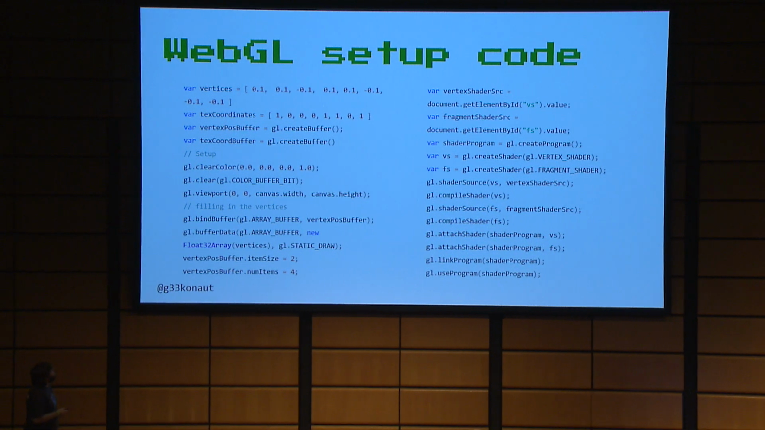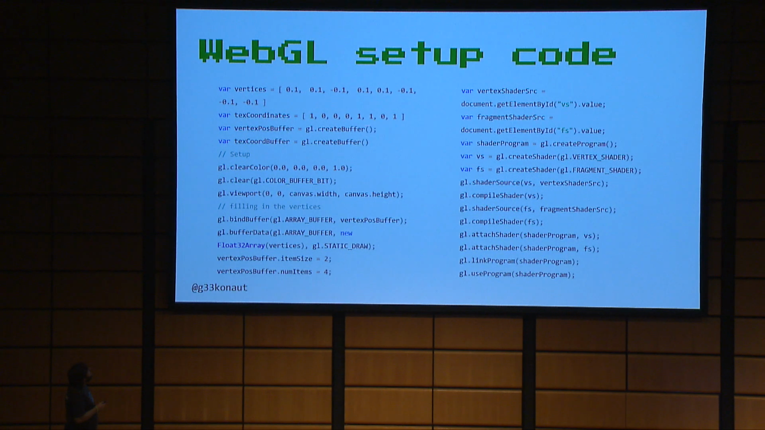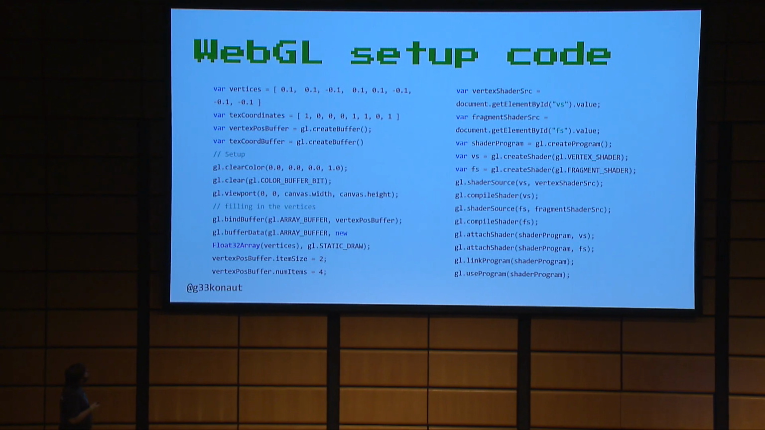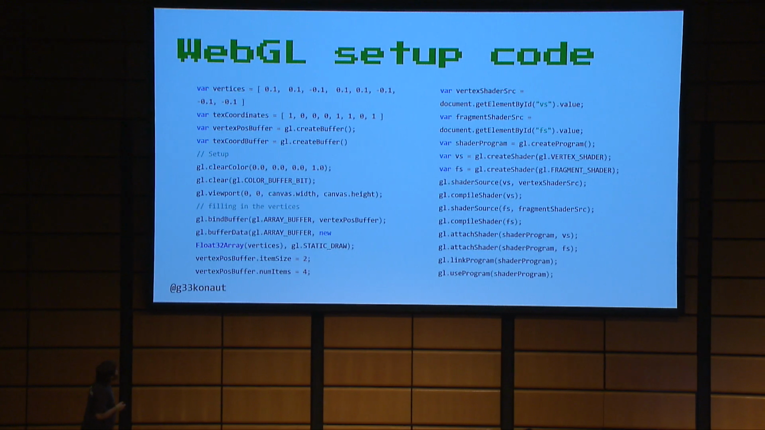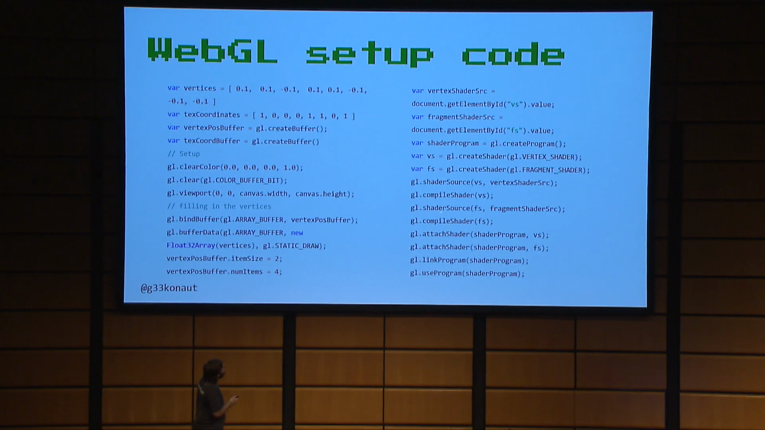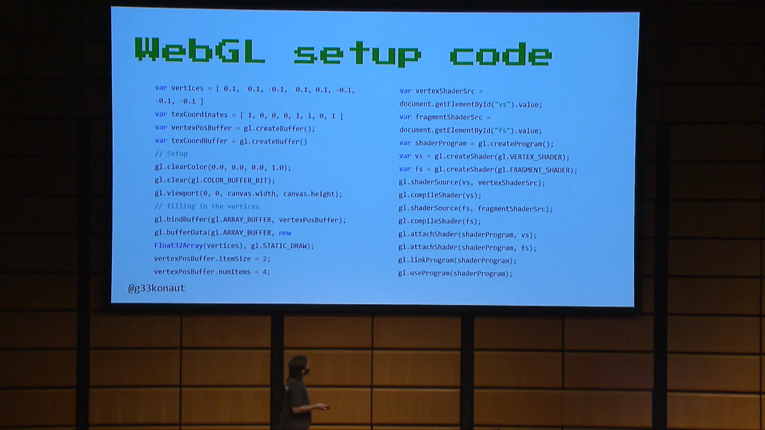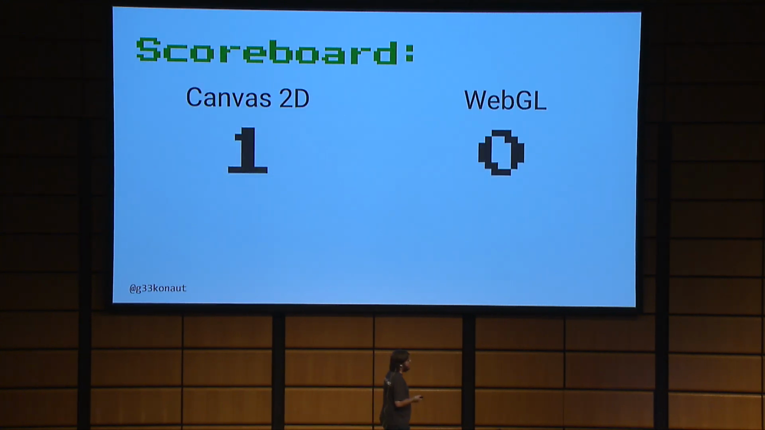No, this is still not the rest. So here we are setting up the vertices. Here we are setting up the texture coordinates. Put them into buffers for vertices and texture bits. Then we set the clear color. And oh yeah, here we are compiling the shaders. The shader sources are missing. So that's great. I would say Canvas wins for simplicity here.